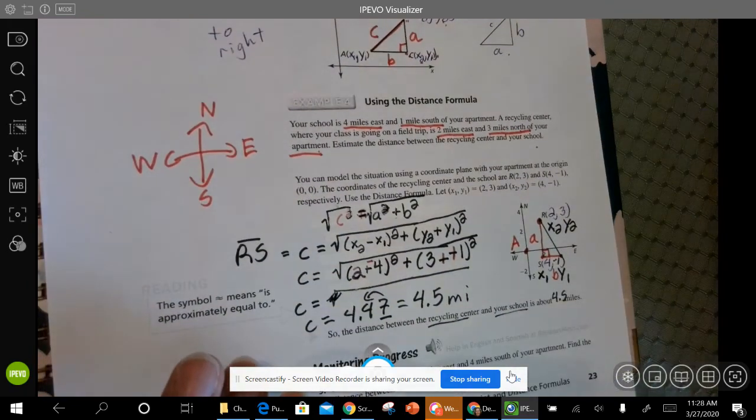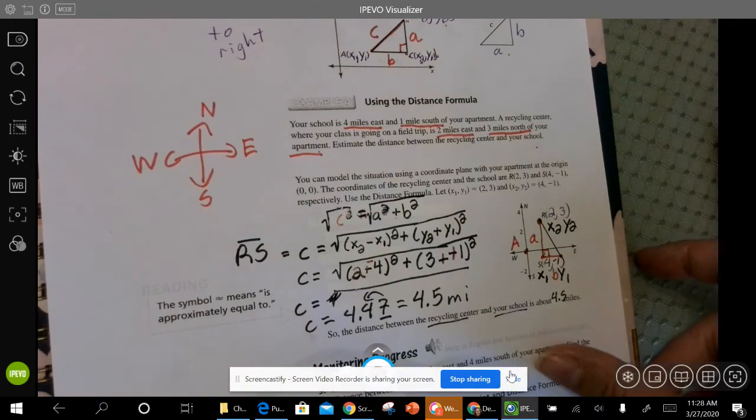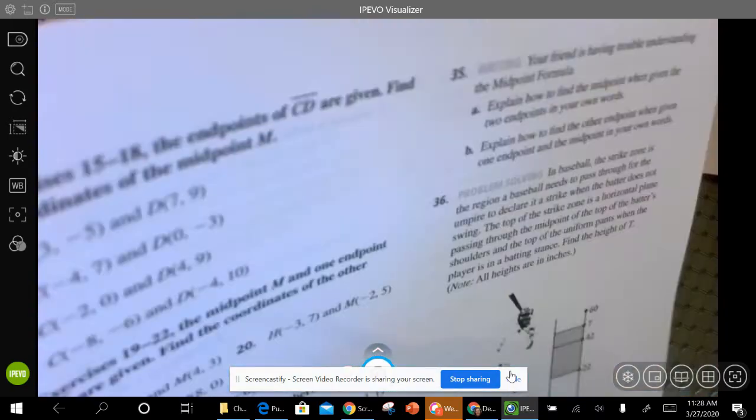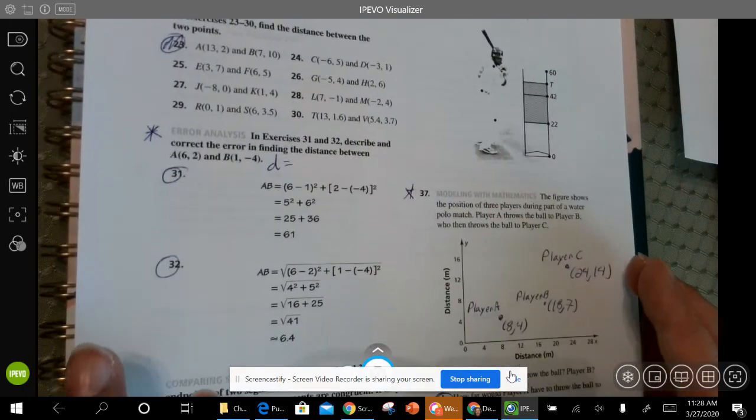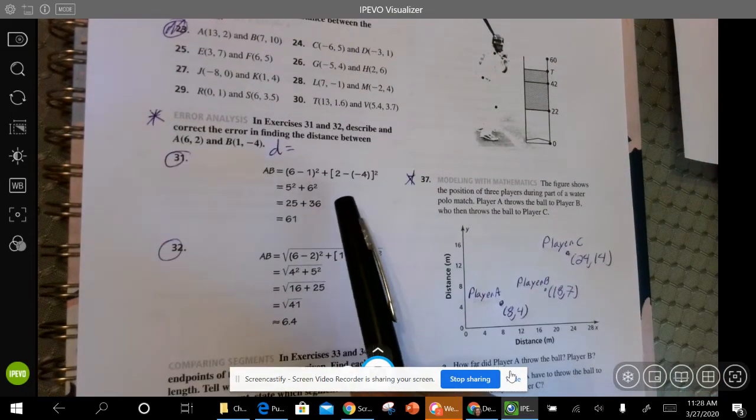I'm going to do a couple more examples. But if you feel comfortable, you can start working. You can also watch me just go over them. So I'm going to go over a couple of these. This one's error analysis.